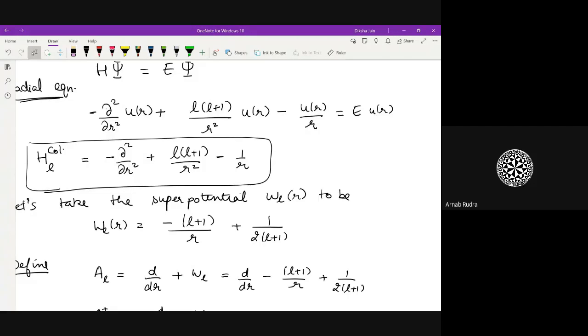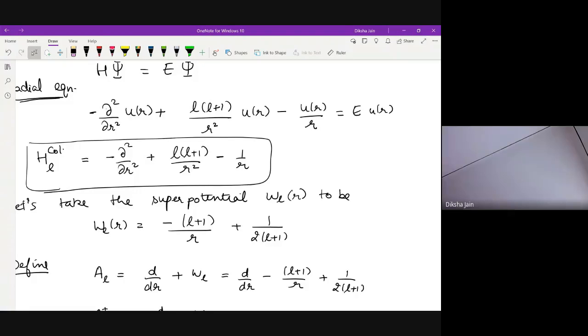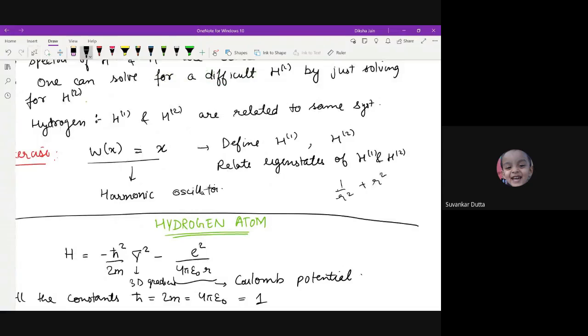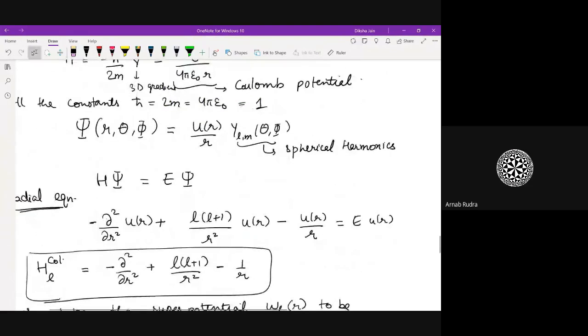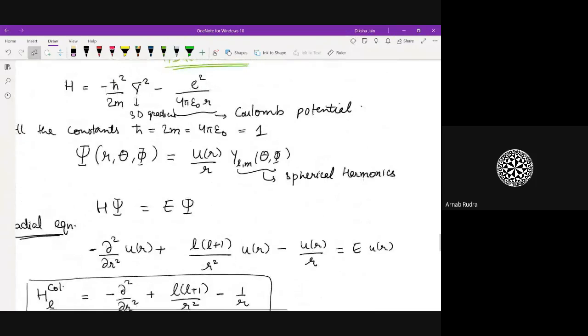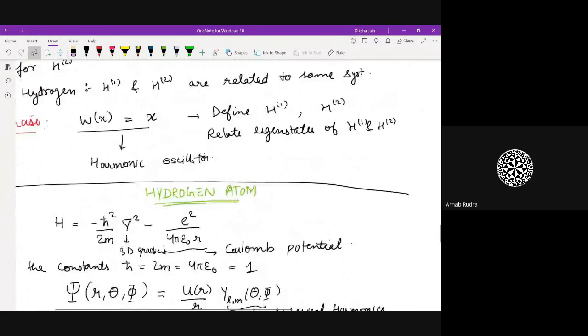Shubhankar, as far as I know, you can construct it up to a shift. Yeah, a constant shift in the Hamiltonian is not a problem. Even for 1 by R square plus R square, in this case also you find the potential up to a shift, right? Yes, in this case also there is a shift.